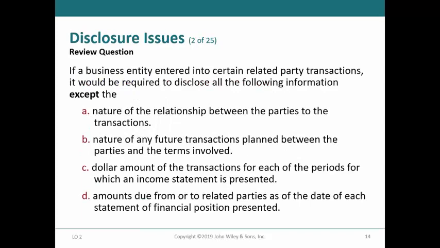This is another review question. If a business entity entered into certain related party transactions, it would be required to disclose all of the following except, hopefully you identified that it is the nature of any future transactions planned between the parties and terms involved that is not required to be disclosed. All of the other choices would need to be disclosed, as we said in the previous slide.